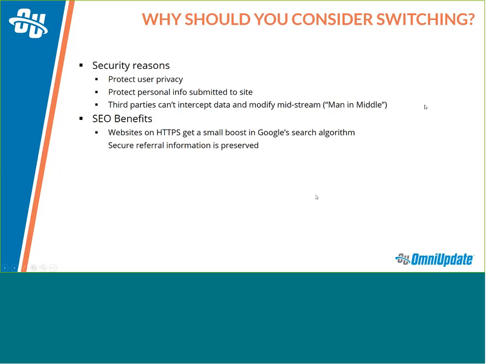Also, your referral information is preserved. So, from an analytics standpoint, if you're tracking referral links and things like that, if those links are coming from an HTTPS source and you're still on HTTP, you're not going to be able to get as much data than if the source of those referrals are HTTPS and you're also HTTPS. So moving forward as time goes on, you're going to be able to glean more analytic data from that type of stuff as well if you have your site switched over to HTTPS.